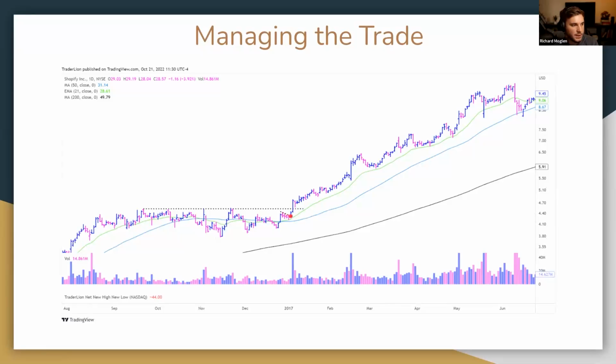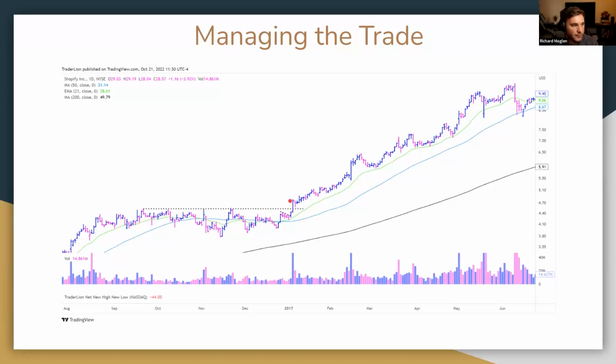Then it forms a really nice flag here back into the 21 EMA, really nice controlled pullback on a decline in volume. And then from this point on, we get a short-term breakout through that flag. This would be the ideal entry spot. Even this next day in the morning as it breaks through this high would be pretty good.